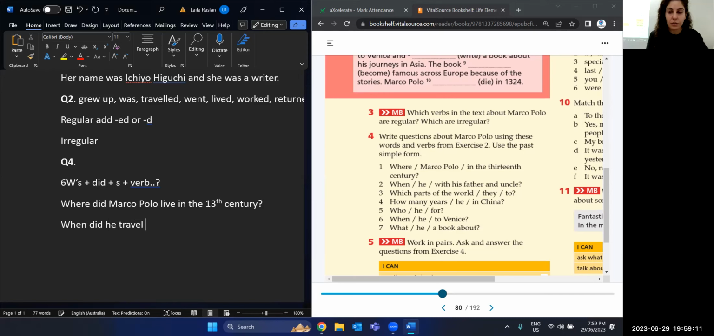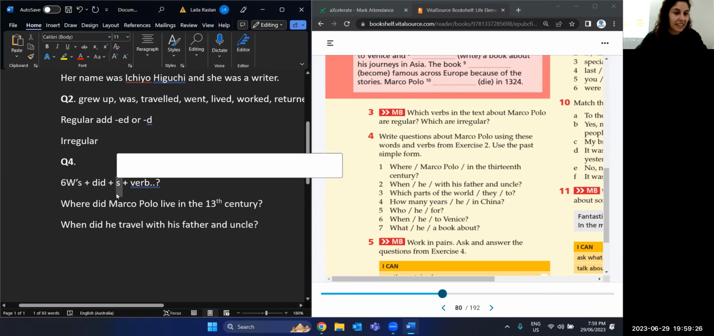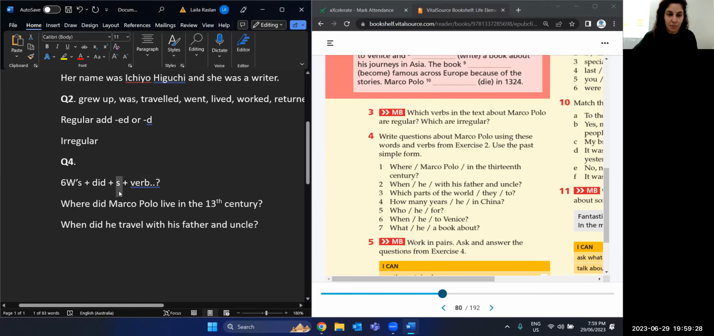Yeah, when did he travel with his uncle and father? With his father and uncle. Good. When did? So same rule. One of the 6 W's, we're using when now. When did he? So instead of saying the subject again, Marco Polo, we can replace it with he. When did he travel with his father and uncle?